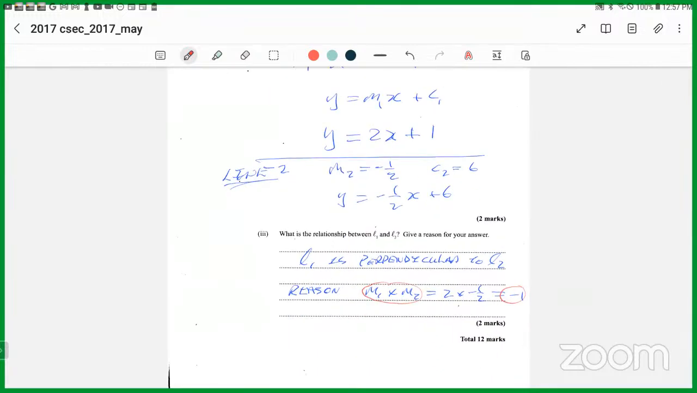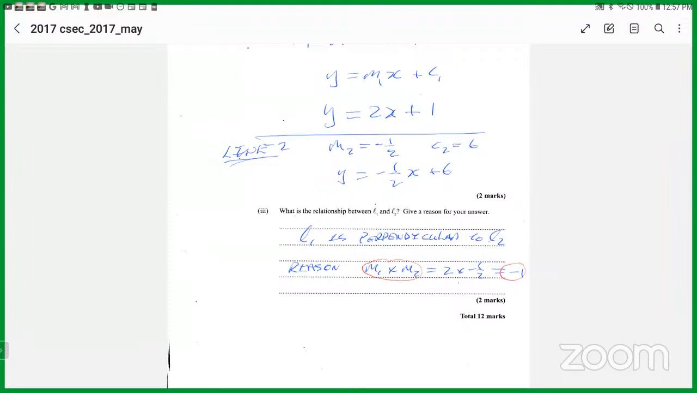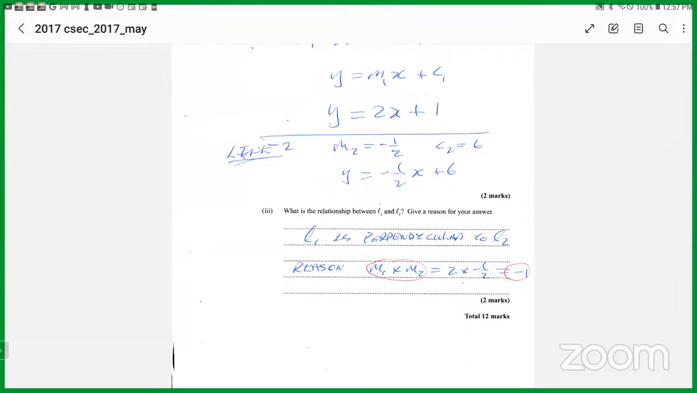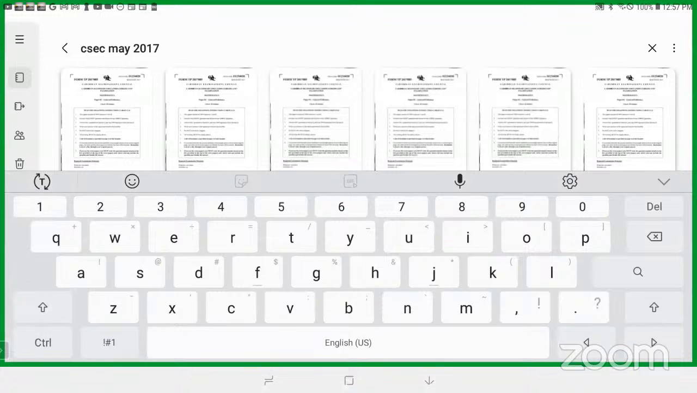So remember, the diagram ones are very easy. Let's look at 2022. I'll give you one for June 2022 to do as well. Let's find it.